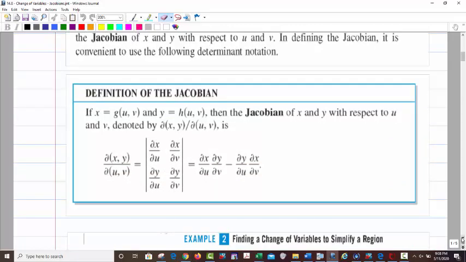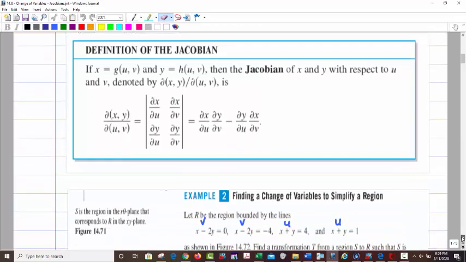So the Jacobian, if you're familiar with a little bit of linear algebra and something called the determinant, that's what it is. Even if you don't know what determinants are, just use this rule right here. It's the partial of x with respect to u times the partial of y with respect to v, minus the partial of y with respect to u times the partial of x with respect to v. These bars look like absolute value, but that's what's called determinant notation.